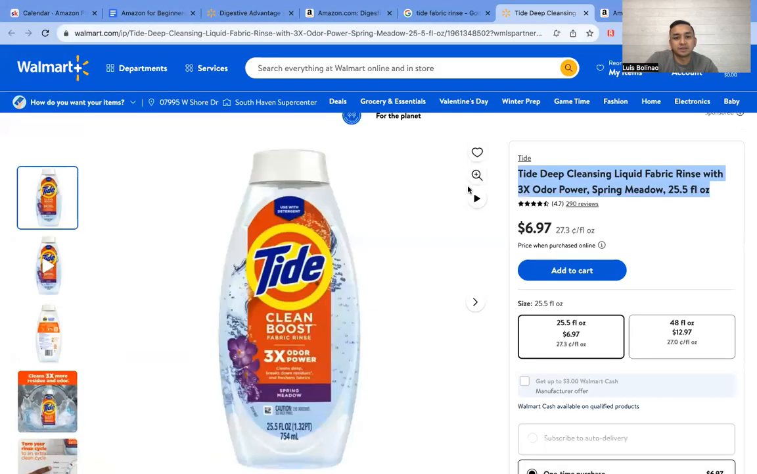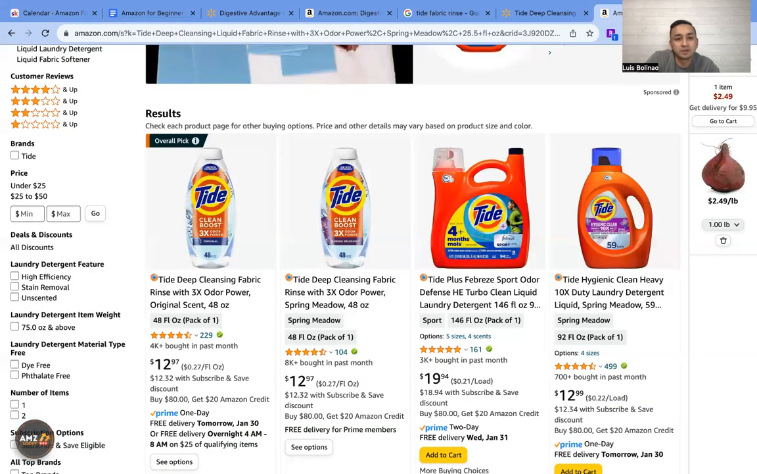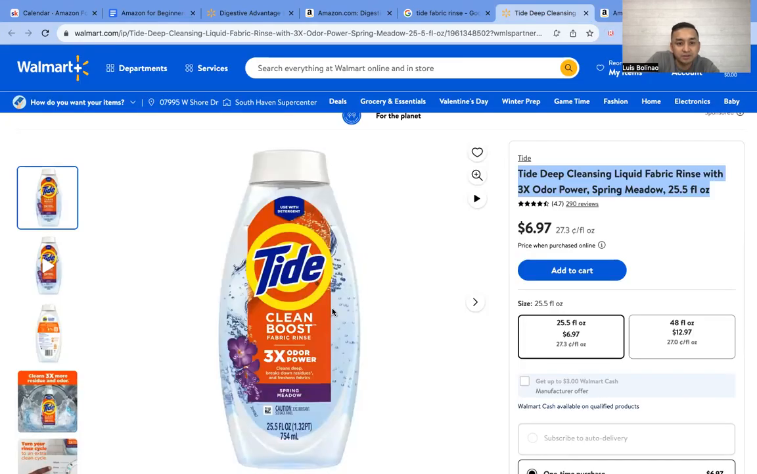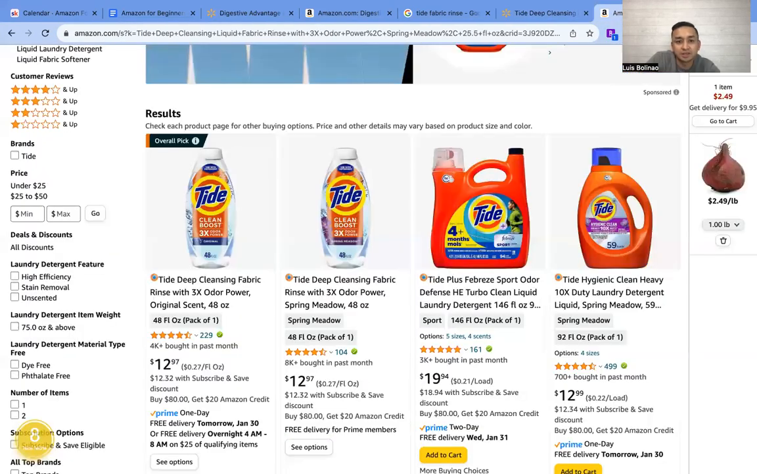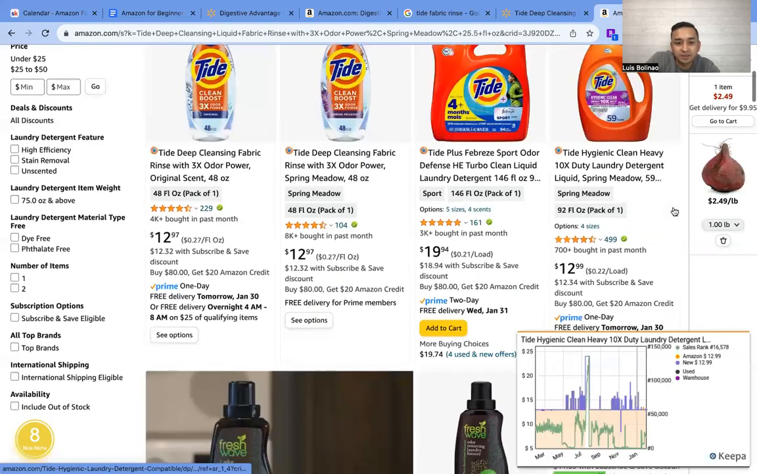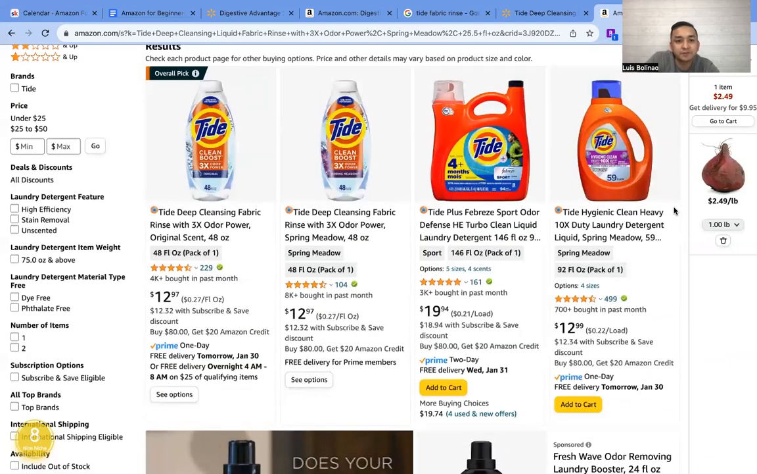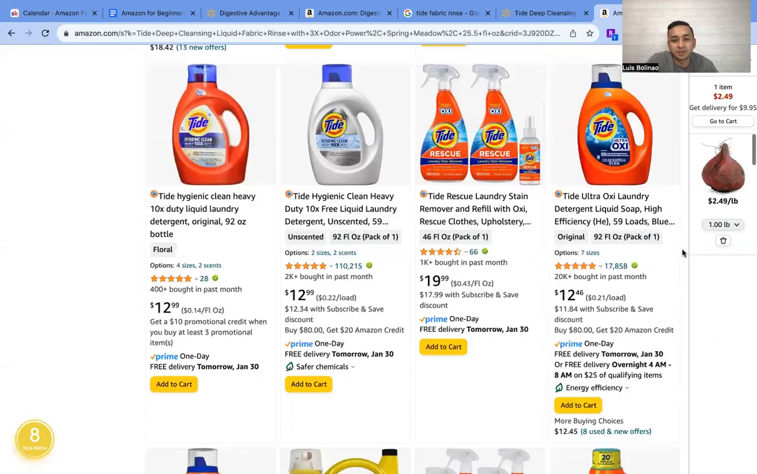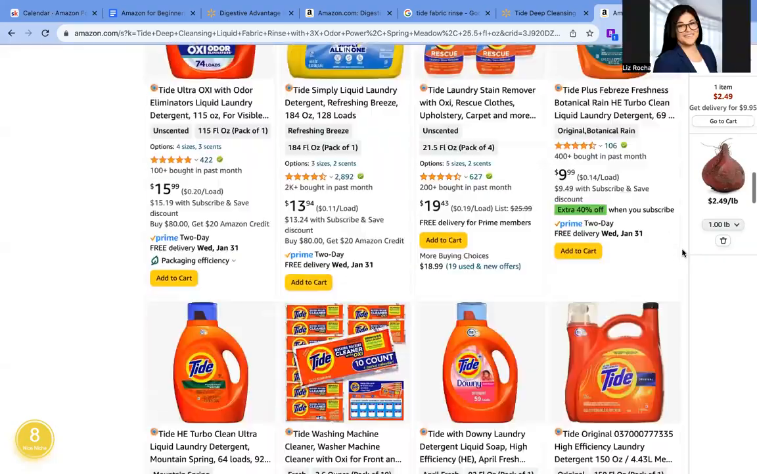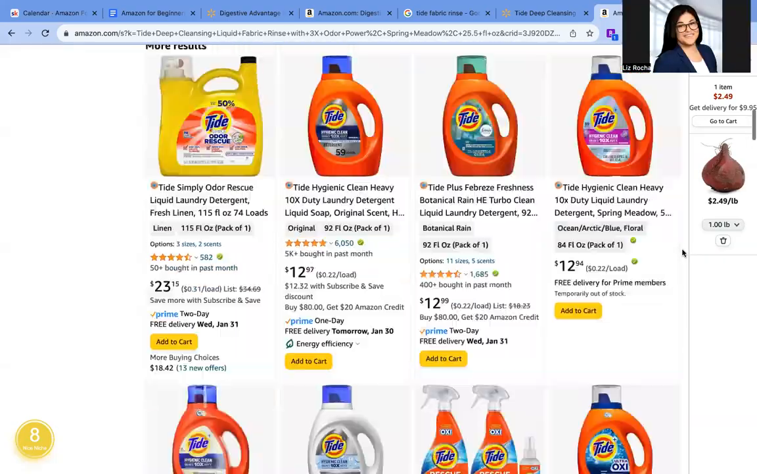Let's see. So Clean Boost 3x the power, 48 fluid ounces. This one is 25.5 fluid ounces. Okay. Is it even here? This one's 48. This one's 48. I don't think it's here on Amazon, honestly. I don't see it. Well, you can check the 48 on Walmart and see the price.